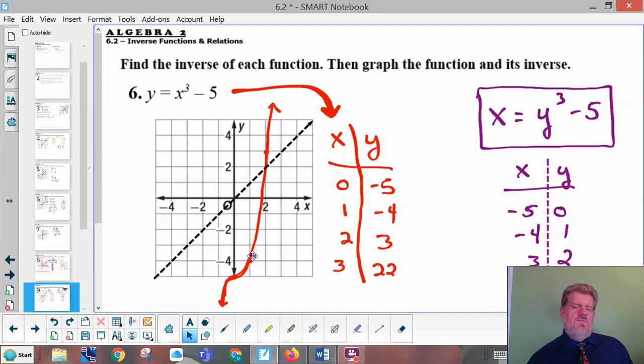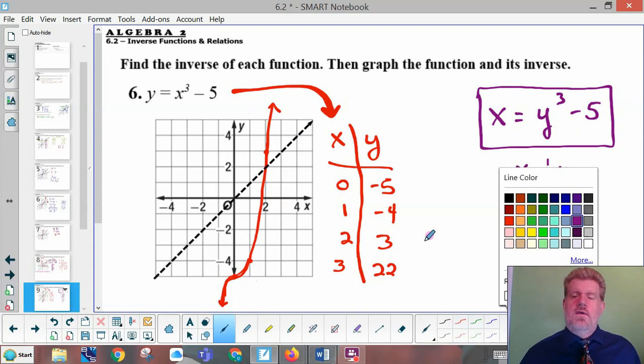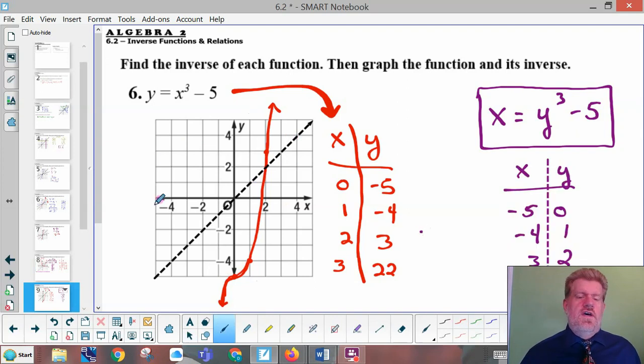Does this graph here pass the vertical line test? It does. Would it pass the horizontal line test? It would. So those graphs are both functions. Alright, so let's graph these points. Negative 5, 0. Negative 4, 1. And 3, 2.